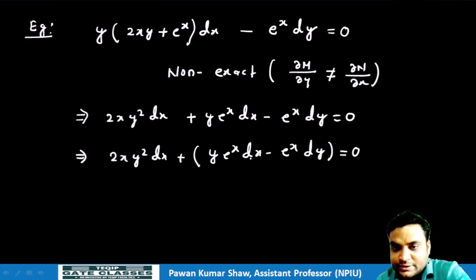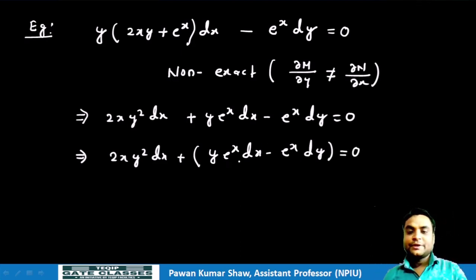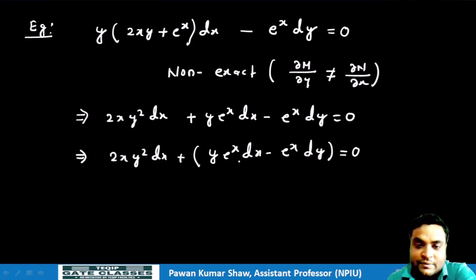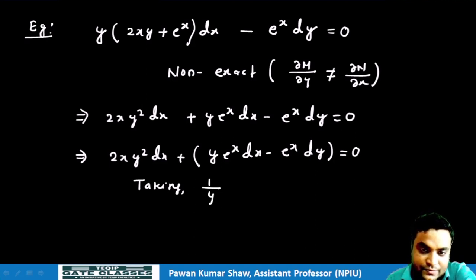Because this whole expression, that is y e to the power of x dx minus e to the power of x dy, we can write in the form d of something by something, that is d of some rational form, if you multiply the whole expression with some factor. So here the term is y e^x dx minus e^x dy. So if we take some multiplier like 1 by y².